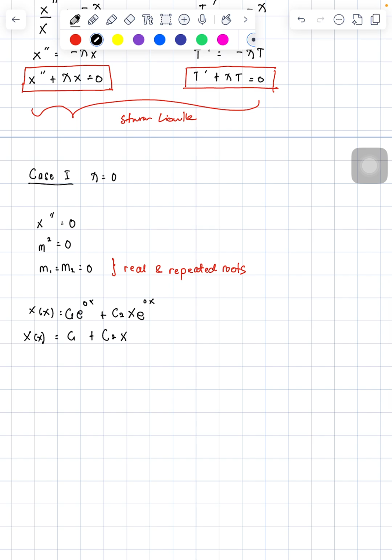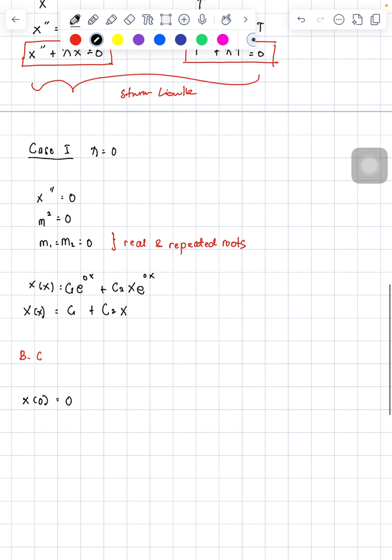And remember, we have a boundary condition. So we apply the boundary conditions. When x equals 0, u(x,t) equals 0. So 0 equals C1 plus C2 times 0. So C1 equals 0. So we have C1 equals 0.